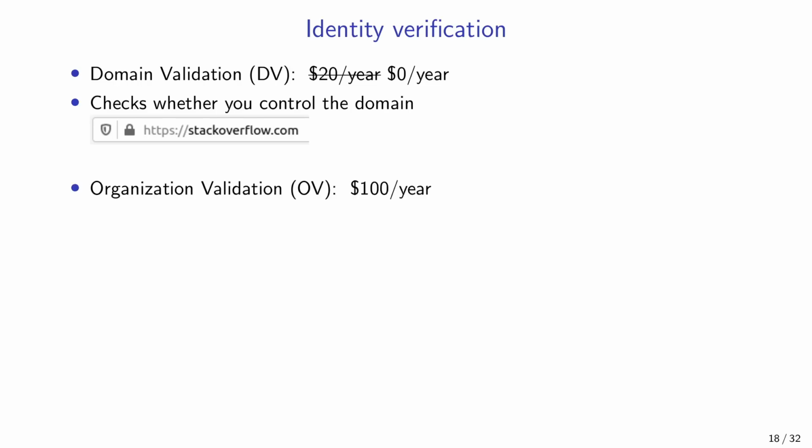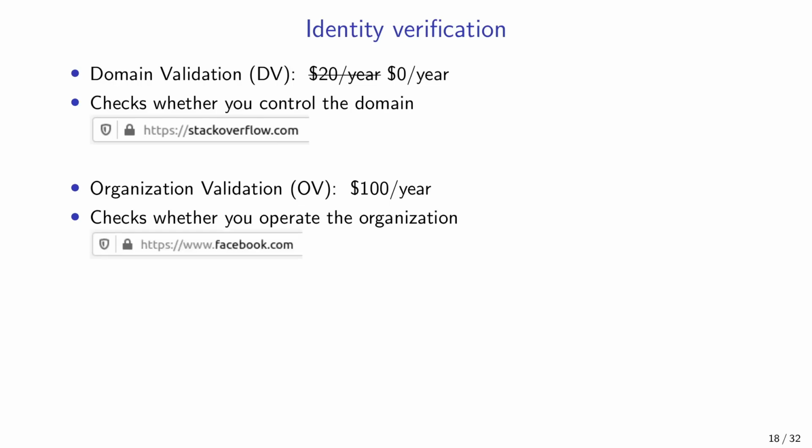Then there is organization validation, which costs around $100 a year. Here it is checked whether the party applying for the certificate operates the organization on whose name the domain has been registered. So usually it requires submitting to the CA a certificate from the business registry and a domain registrant. In practice, this data is sent over email and is not digitally signed, so fraud is possible there. Facebook is using a certificate that has been issued based on this organization validation procedure.